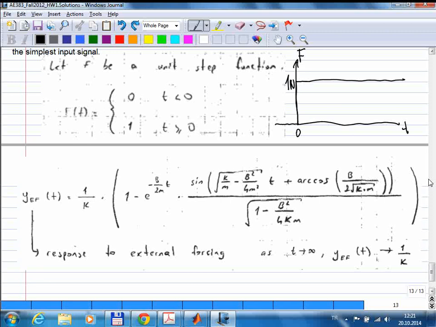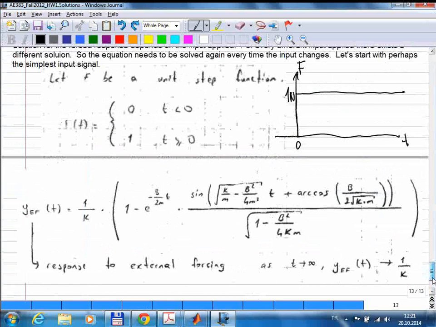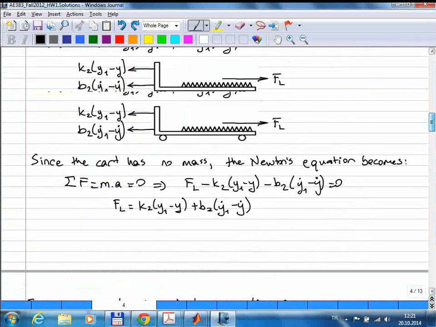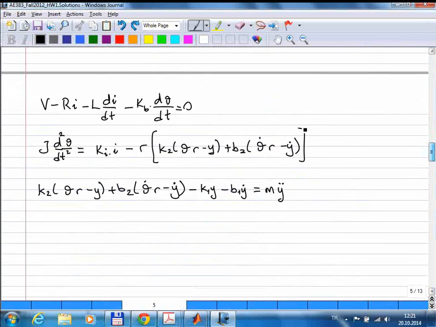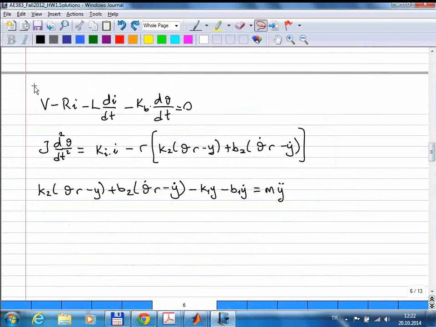Also, imagine trying to do this for our previous example. Try solving these set of differential equations together for an external constant voltage applied. Believe me, it's not going to be easy. You don't want to do that.